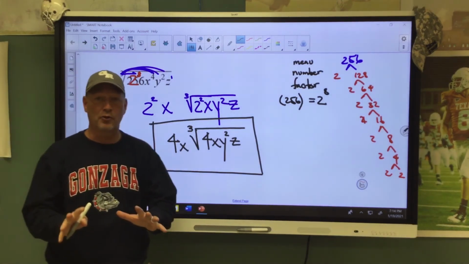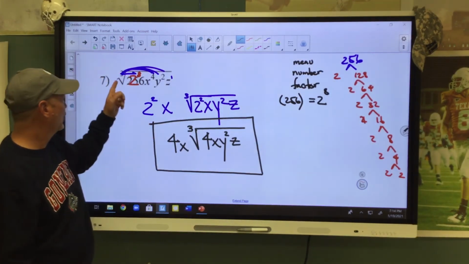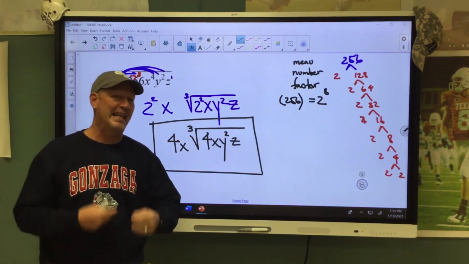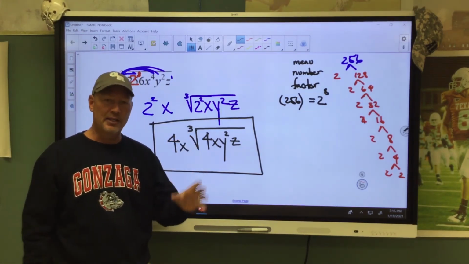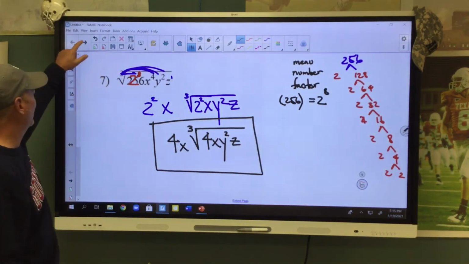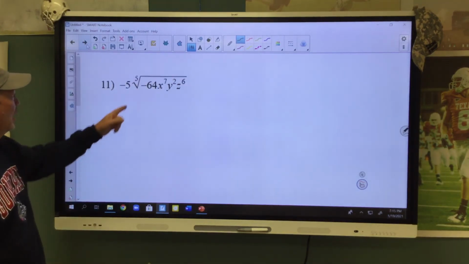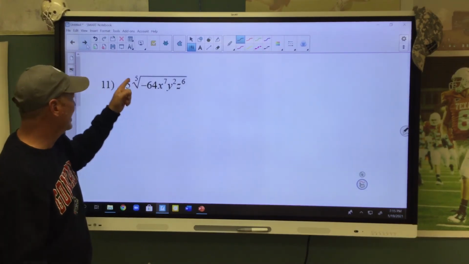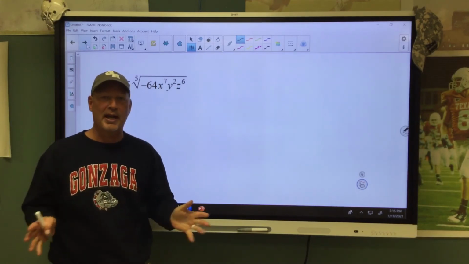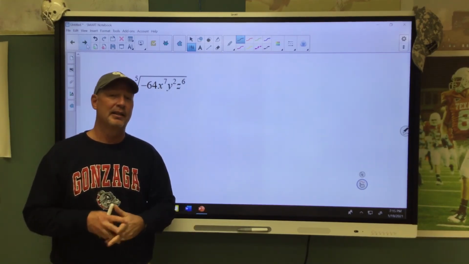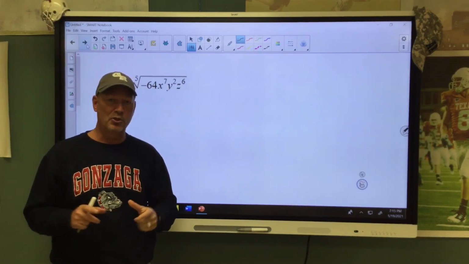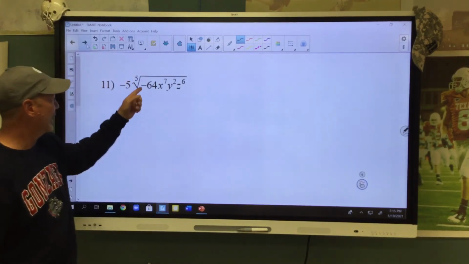No absolute value. Why? Because we're taking an odd root. The rule was if you're taking an even root and you end up with an odd exponent. Okay? All right, let's try another problem. Look at this. We're taking an odd root, so we do not have to worry about any absolute value. But what we do have to worry about is a negative.